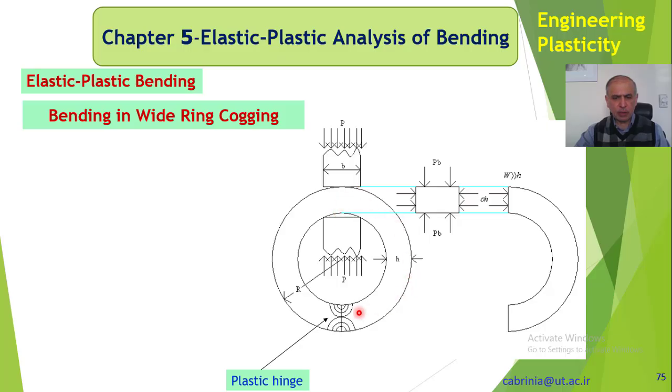Now deformation starts from here, because the material wants to move that way, and it wants to move that way, but it cannot move. So here we have the highest tension and the highest pressure, and the plastic hinge or complete plastic yielding occurs here, like that.